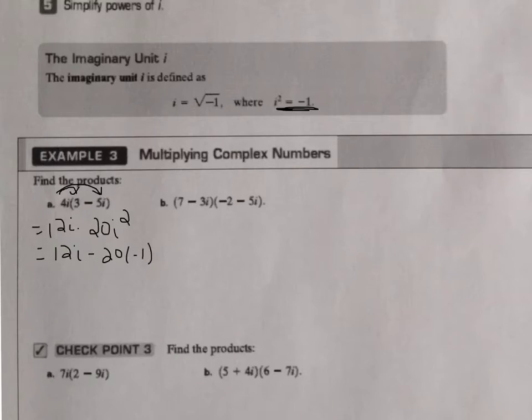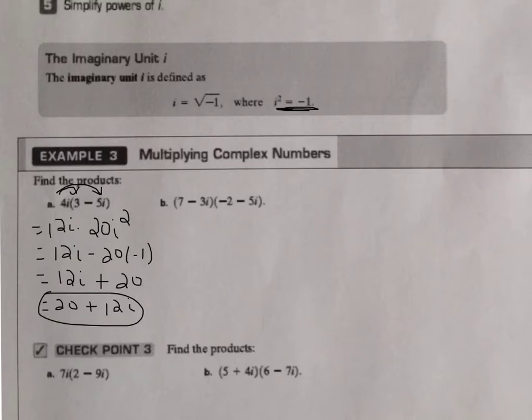And what we get when we do that is, when you multiply by a -1, you just change the sign. So we got 12i plus 20. Now the -1 goes away because we got -20 times -1, that's plus 20. The last thing is we have to write it in the form for a complex number, which is a plus bi, which means the real part has to go first, the 20, plus the imaginary part, plus 12i. And that's our final answer for example 3a.